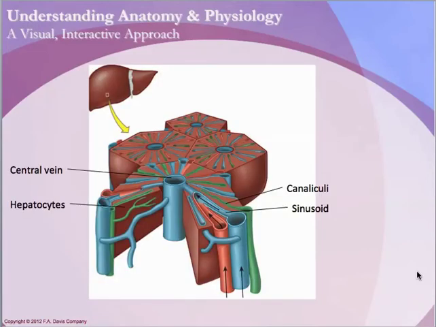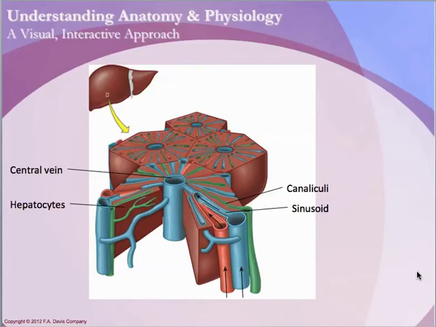There's the liver broken down a little bit more. The liver has tiny 6-sided cylinders called hepatic lobules. They fill the interior of the liver. They're the functional units of the liver. A central vein passes through the core of each lobule.